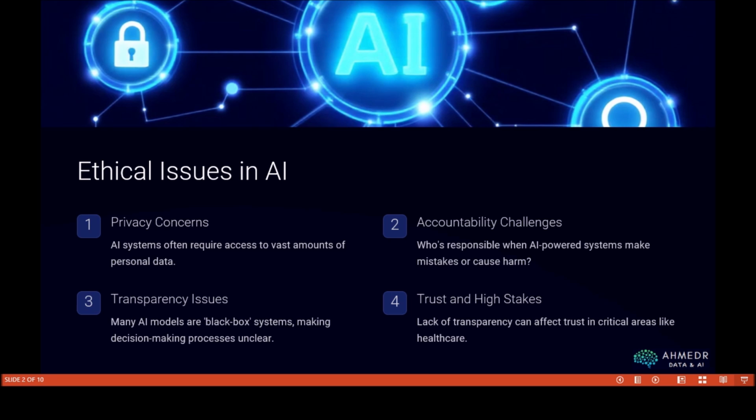Finally, transparency is one of the most critical issues. Many AI models, particularly deep learning models, are considered black box systems, meaning that we often don't understand how AI makes decisions. This lack of transparency can make it difficult to trust AI, especially in areas like healthcare or criminal justice, where stakes are high.